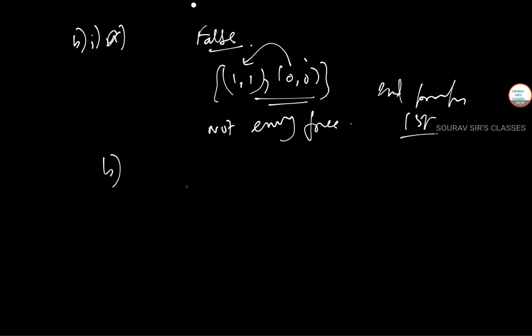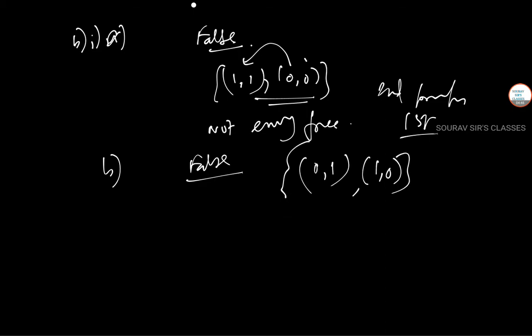In the second part, the statement that all envy free allocations are Pareto efficient is also false. Consider another example: (0, 1) and (1, 0). In this case it is an envy free allocation, since the first agent is indifferent between the two bundles, while the second agent prefers the bundle (1, 0). The first is indifferent, but the second prefers this.